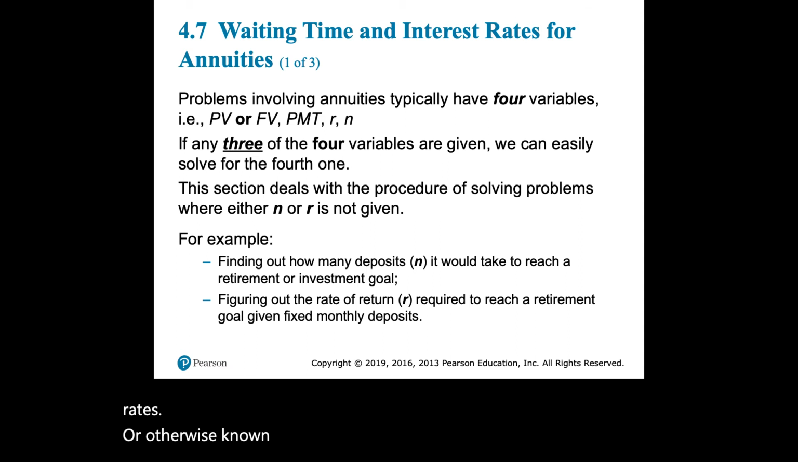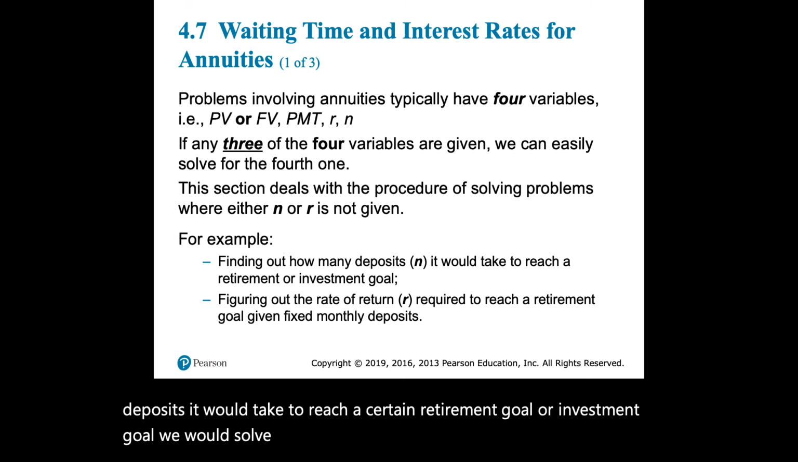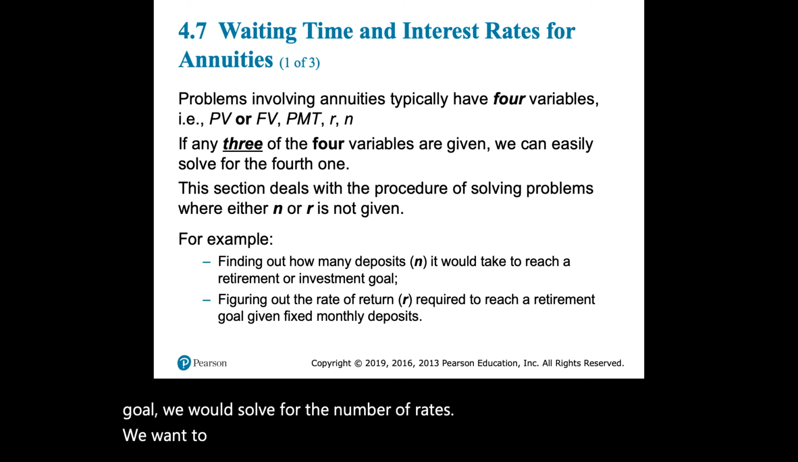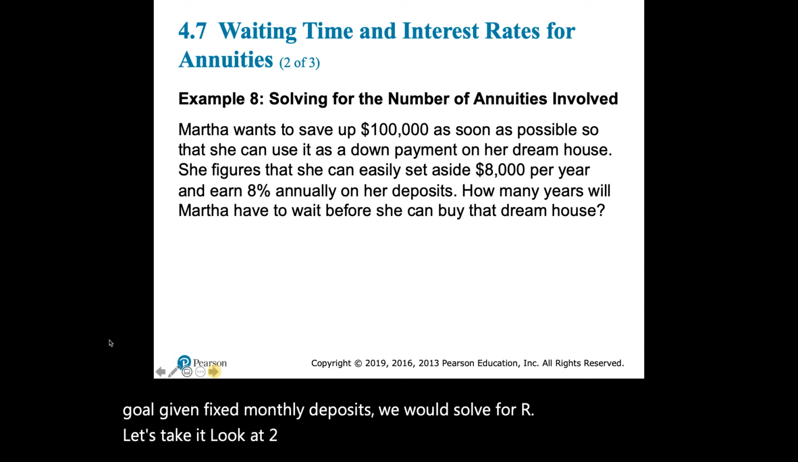otherwise known as R. So for instance, if we want to know how many deposits it would take to reach a certain retirement goal or investment goal, we would solve for the number of periods. If we wanted to figure out the rate of return required to reach a retirement goal, given fixed monthly deposits, we would solve for R. Let's take a look at two examples, first starting with solving for the waiting time or number of annuities.